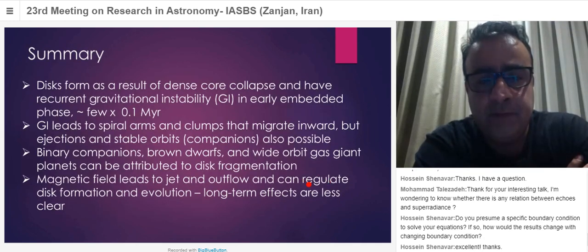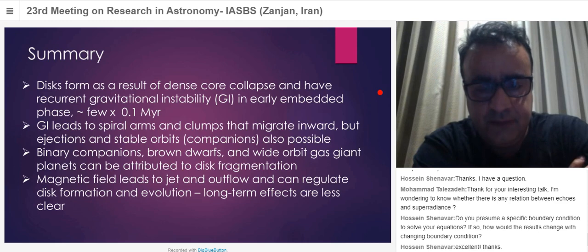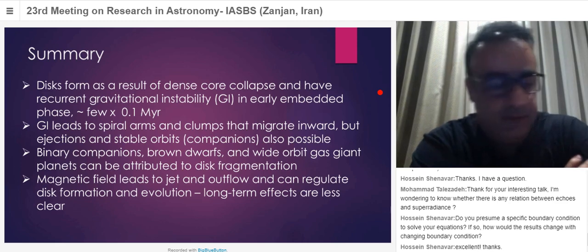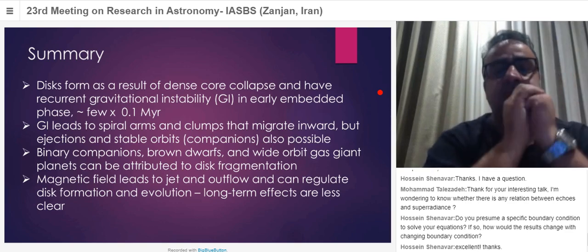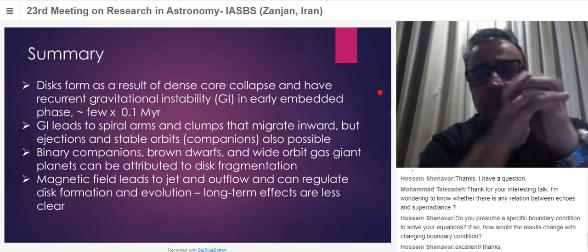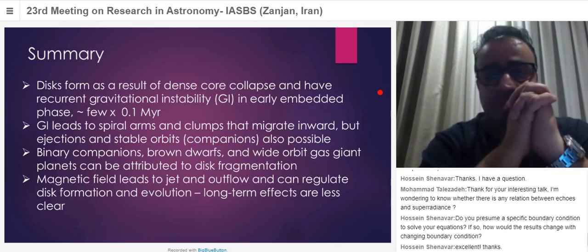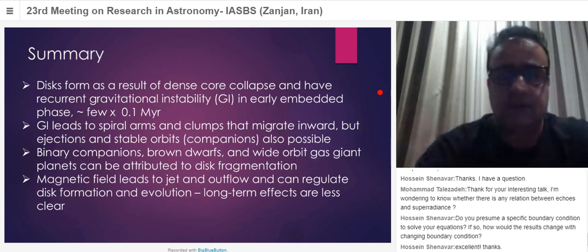This is my summary, and I just want to say that the overall scenario is for the first few 100,000 years, you have a gravitationally dominated phase with clumps and spiral arms, and this is where you can form companions, whether they're stars, brown dwarfs, or wide orbit gas giant planets. And the magnetic field adds another richness, which has been explored in many papers that I've referred to, but now the focus is on trying to do the full problem where you resolve the central protostar. And there's a lot more to be done in coming years. Thank you very much for listening. I'm done and can take questions.